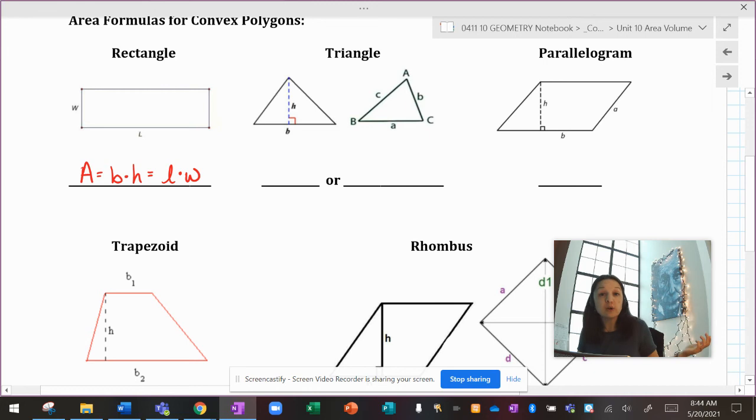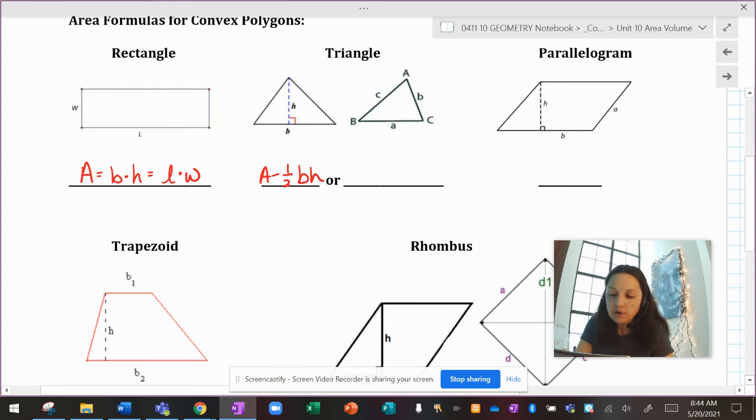Well, what about a triangle? Guess what, kids? A triangle is half of a rectangle or half of a parallelogram, but it is going to be half as big as your rectangle. So the area of a triangle is 1/2 base times height.